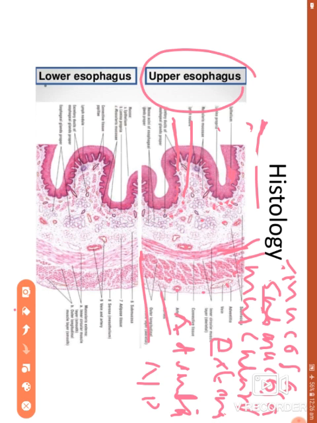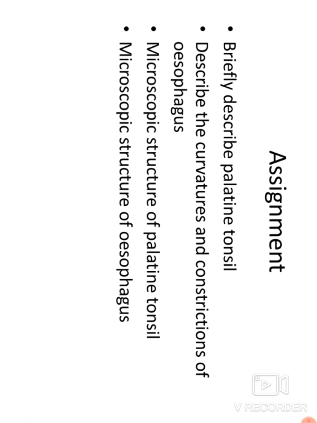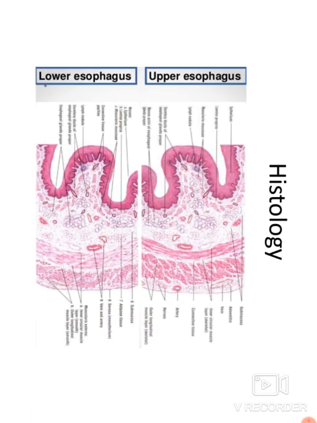Also, in the lower abdominal part, the lining epithelium is simple columnar. In the upper and middle thirds, the lining epithelium is stratified squamous. That's the general structure, and all about the features of the esophagus.